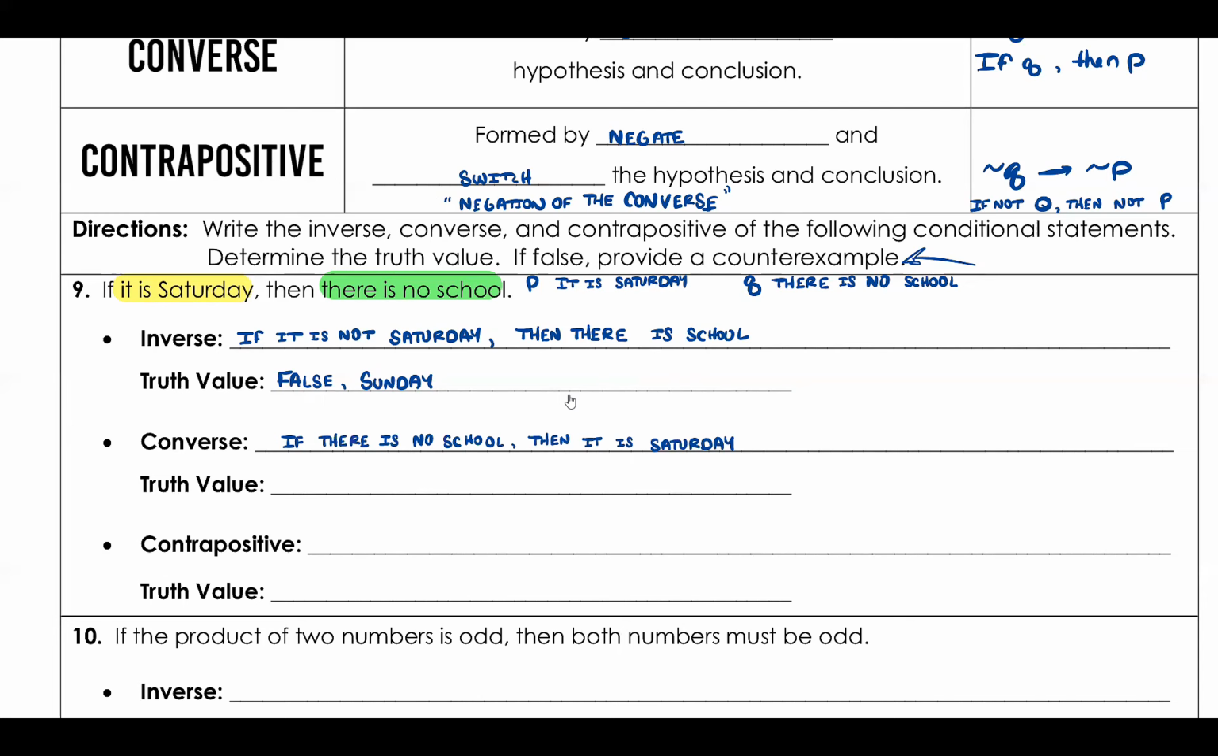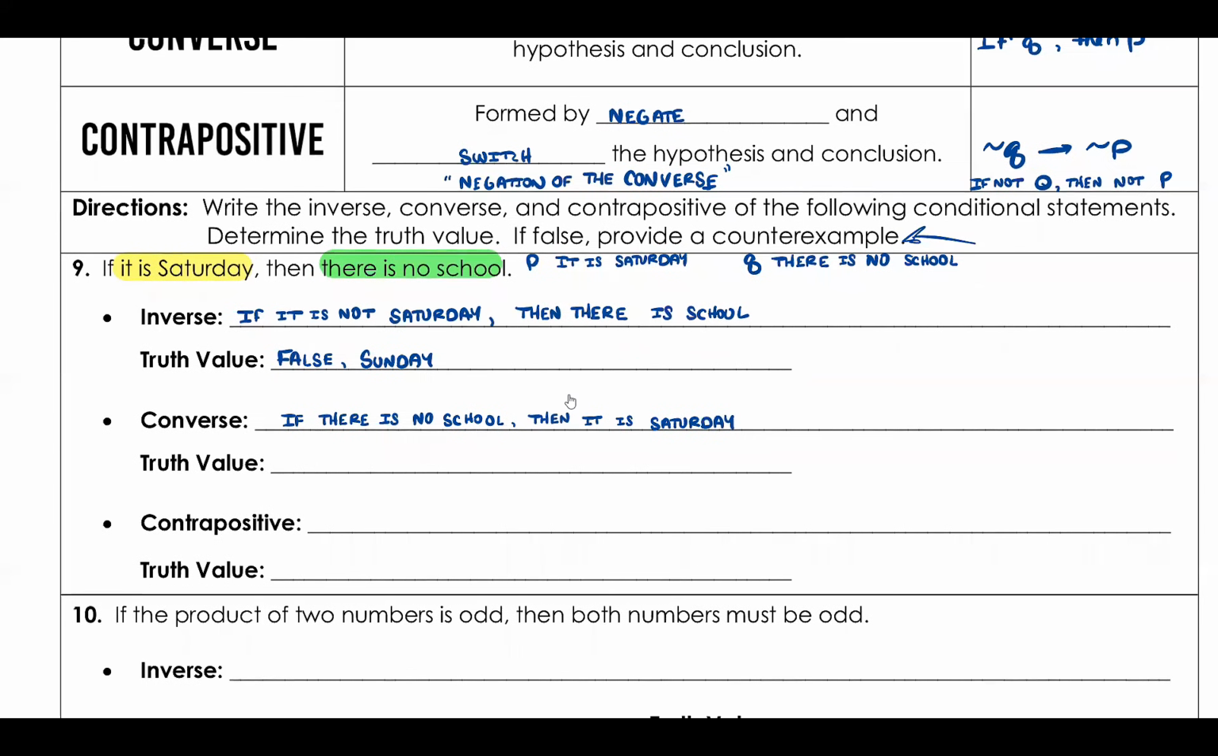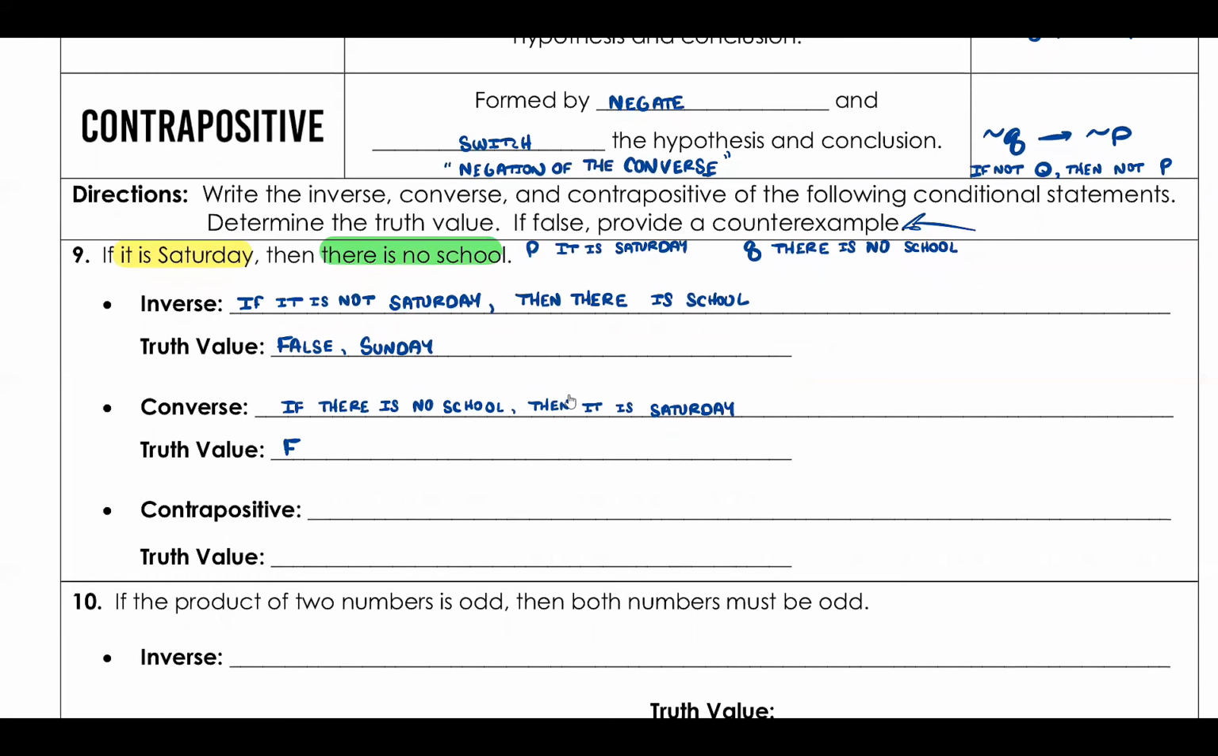Is that statement true or false? But it didn't, so it is false. And because we just can't say something's not true, why is it not true? Sunday. Sunday, Sunday, Sunday.